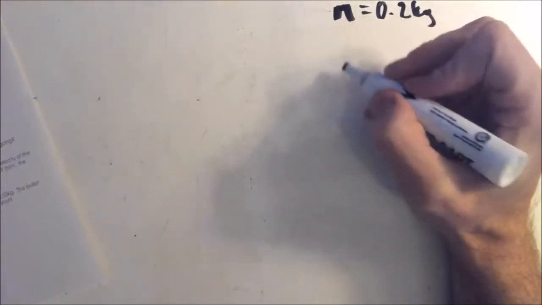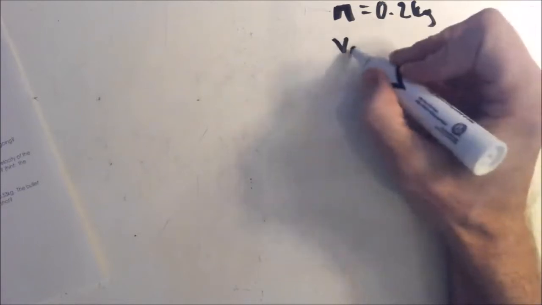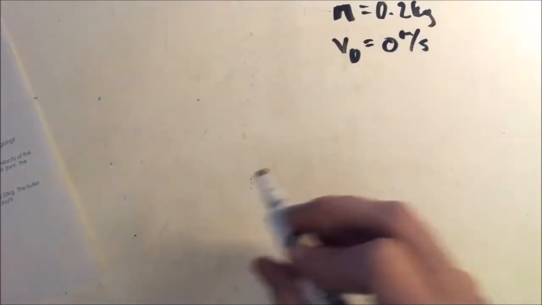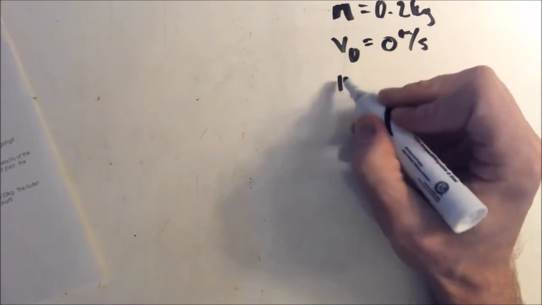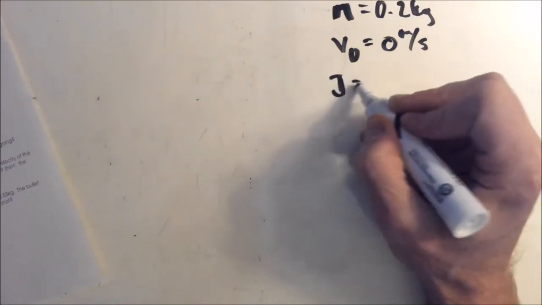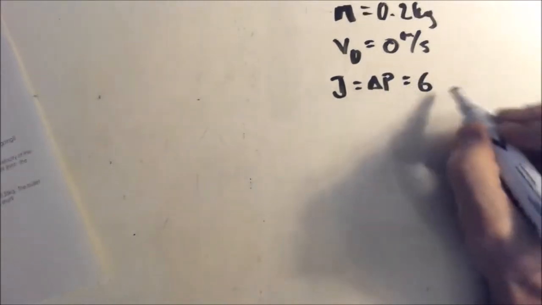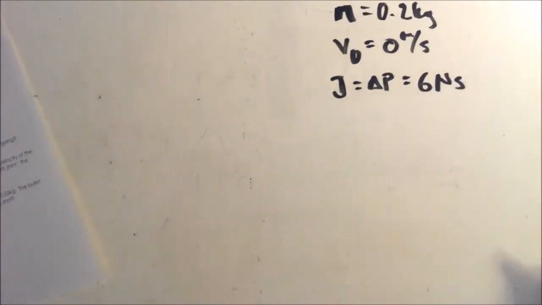So our stationary hockey puck has a mass, that's an M, of 0.2 kilograms. And since it said it was stationary, it has an initial velocity, let's say V0, of 0 meters per second. It has an impulse, so J or delta P, don't forget both of those mean impulse, equals 6 Newton seconds. And what speed will the hockey puck move across the ice?